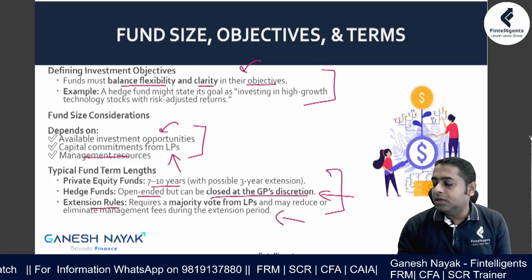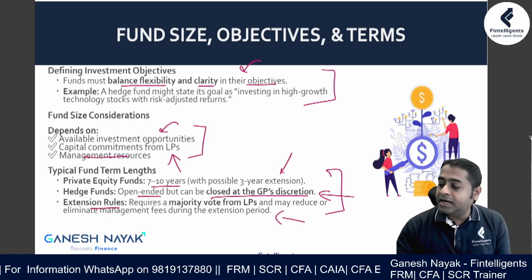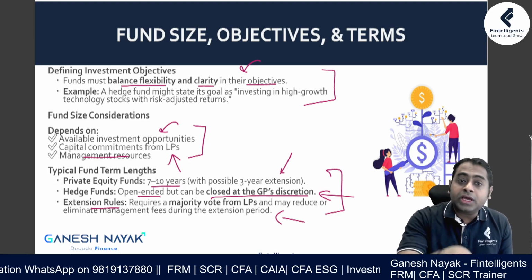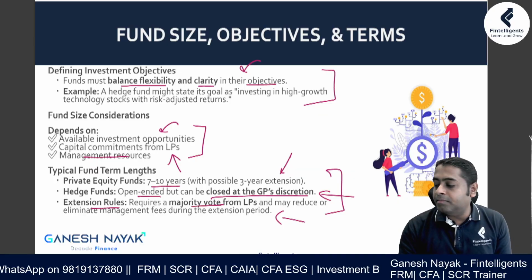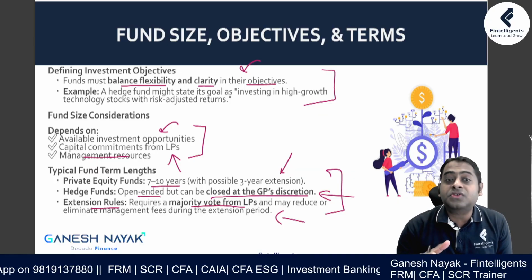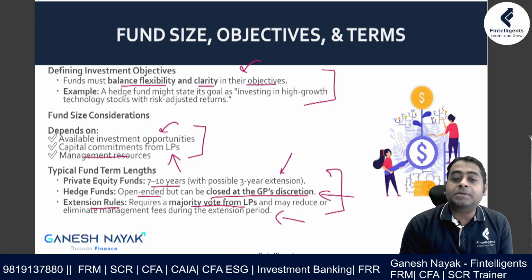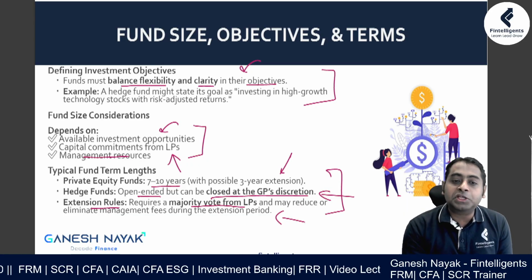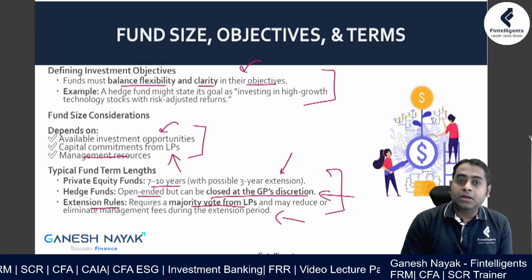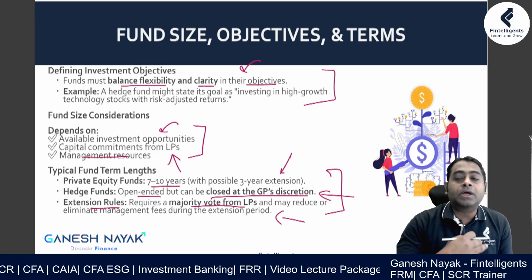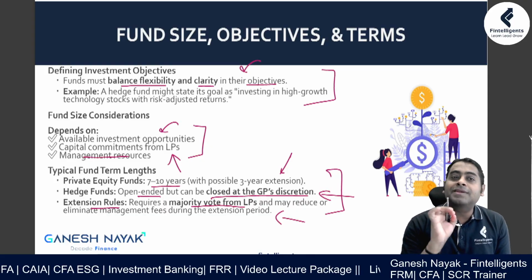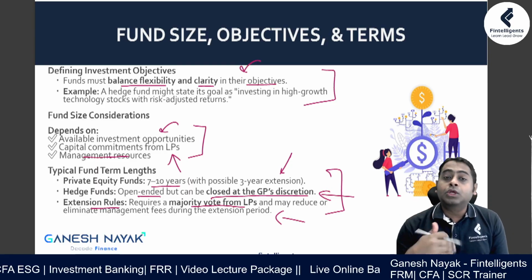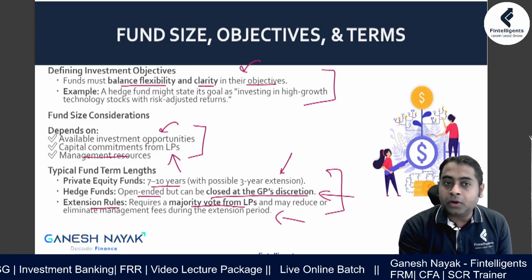Extension rules. If you remember, we said there can be an extension of 3 years. But for doing that also, you'll have to take a vote. It can be a majority vote of the LPs because you're changing the structure of the fund. So you need 75% or more weightage, because for the next 3 years you'll have to pay the management fee. You can vote and say we are okay to extend it for 3 more years, but we will not pay a management fee of 2%, I'll pay only 1%. You can negotiate with the GP accordingly.